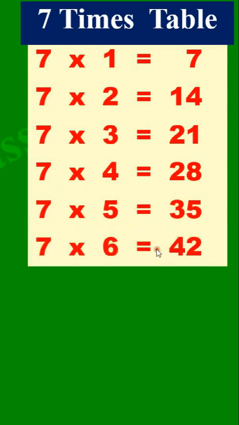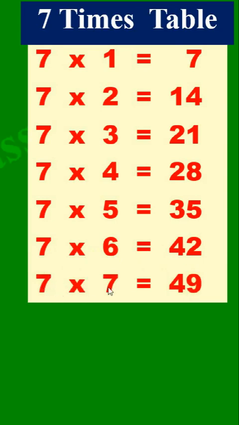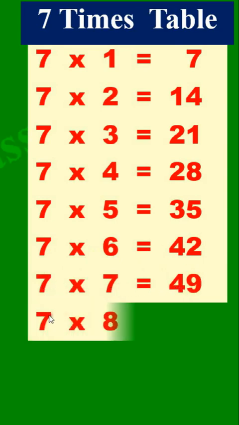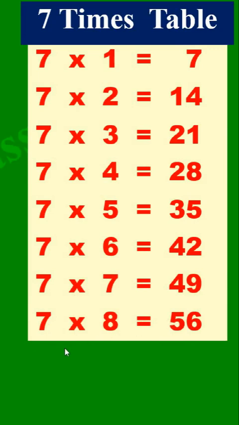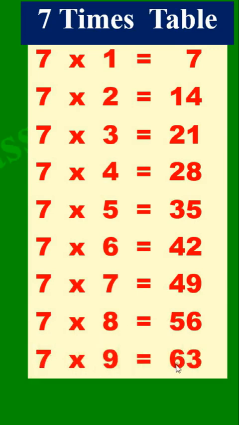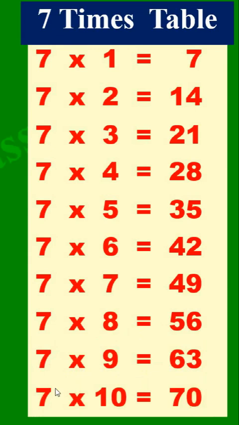7 times 6 is equal to 42. 7 times 7 is equal to 49. 7 times 8 is equal to 56. 7 times 9 is equal to 63. 7 times 10 is equal to 70.